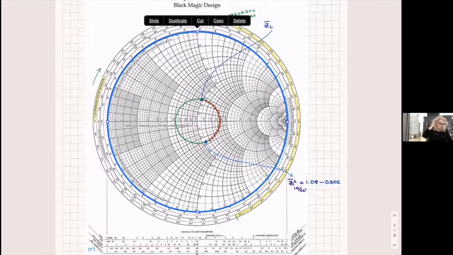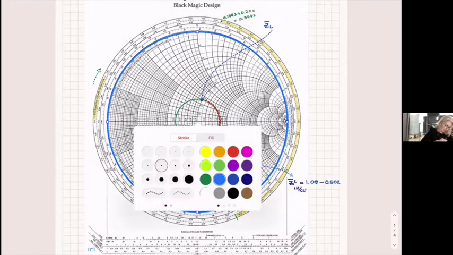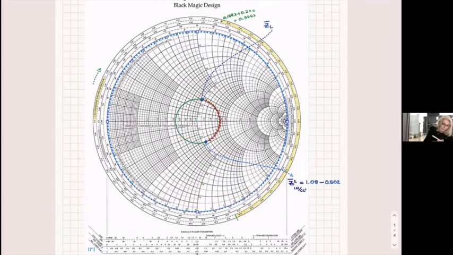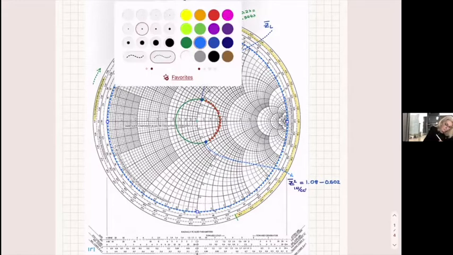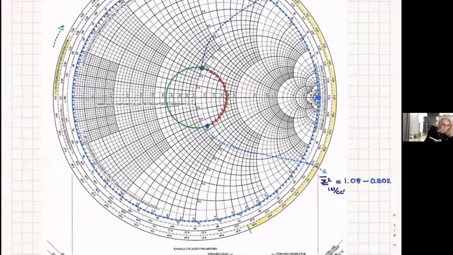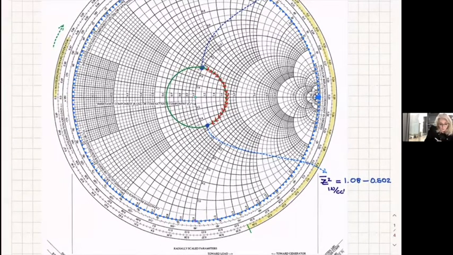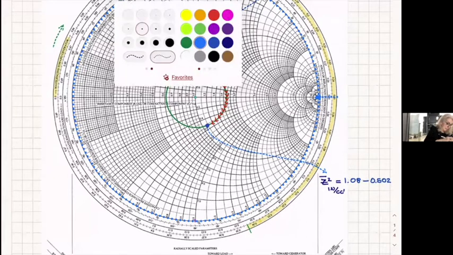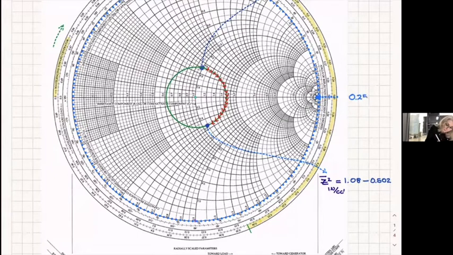So, from here, this is my point. Let me do this so it does not interfere. That's my point, and I have to move along this line now by 0.1 of a wavelength. I'm very close here, so I don't need to do too many things. Practically, this is my beginning point, and that is here. That is 0.25 lambda. That's where I'm starting.